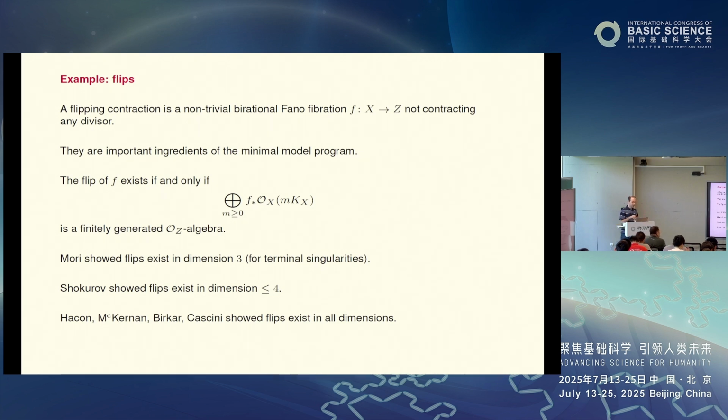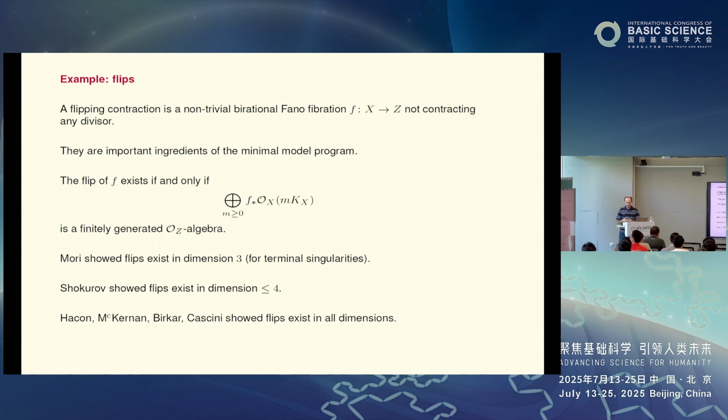So one of the steps that I mentioned are flips. A flip, or a flipping contraction, is a birational Fano fibration, which is non-trivial. That means that something is being contracted, but it does not contract any divisor. So for example, you can have a threefold, and one single curve is being contracted, but no surface is contracted. These are flipping contractions. And they are necessary in order to run the minimal model program.